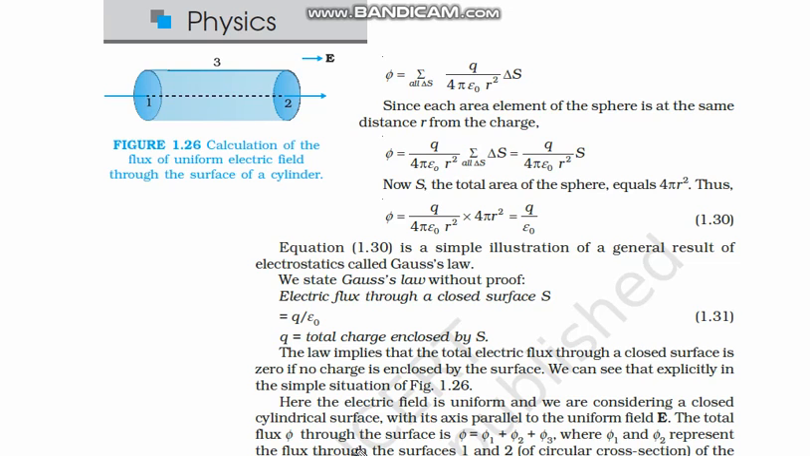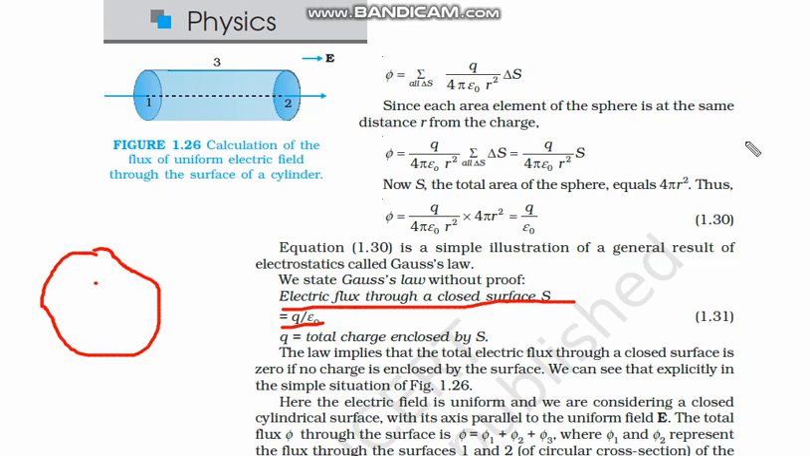So we just saw this Gauss law for electrostatics, which says the electric flux through a closed surface, no matter what the shape of the surface, is always Q upon epsilon naught, where Q is the charge enclosed by the surface, and epsilon naught, that you know, is a fundamental constant, the permittivity of free space.